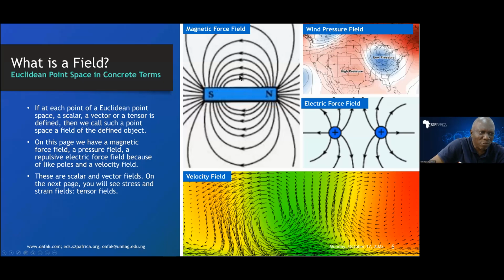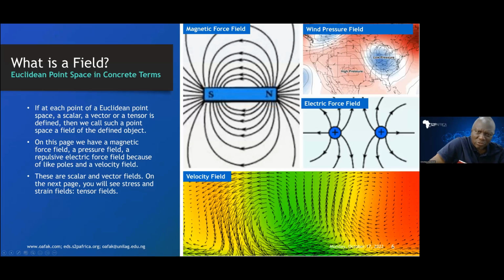And it's also an example of a field, because a field is the Euclidean point space in which at every point a particular vector or scalar or tensor is defined. Here it is the lines of force that are defined at every point. So this is a concrete example of a field. That is called a magnetic field.